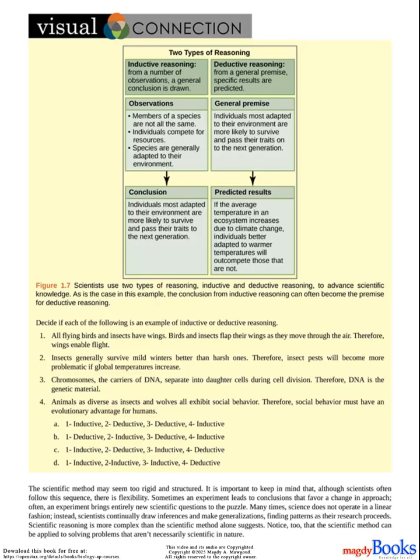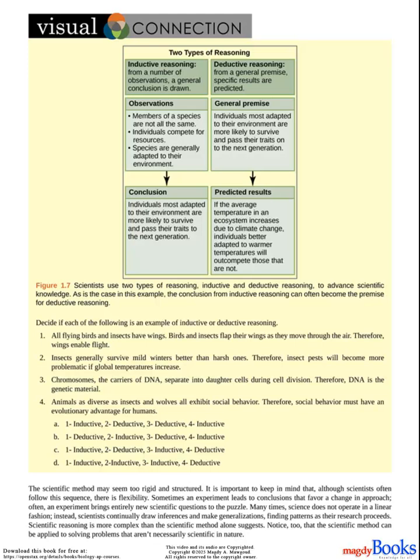2. Insects generally survive mild winters better than harsh ones. Therefore, insect pests will become more problematic if global temperatures increase. 3. Chromosomes, the carriers of DNA, separate into daughter cells during cell division. Therefore, DNA is the genetic material. 4. Animals as diverse as insects and wolves all exhibit social behavior. Therefore, social behavior must have an evolutionary advantage for humans.